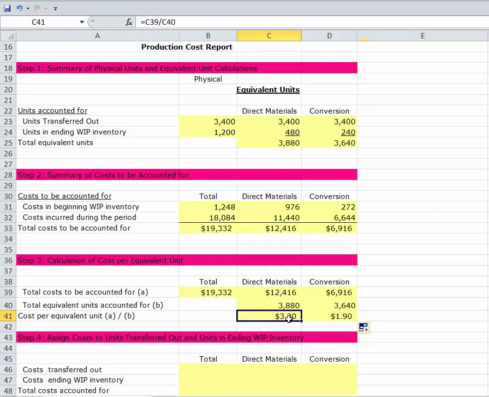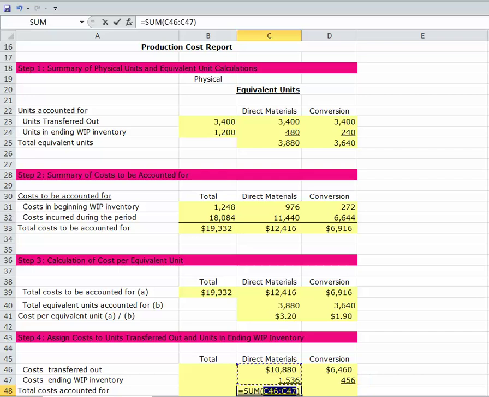Once we've calculated the cost per equivalent unit, we're going to want to simply take that cost and multiply it by the equivalent units that were transferred out, and also then by the equivalent units in ending work in process. So if we take our units that were transferred out for direct materials, multiply it by the 3.20, we get the cost of the direct materials for the units transferred out. Copying that over, we get the cost for our conversion costs. Ending work in process, we had 480 equivalent units at $3.20 a piece. We have 1,536, and for conversion costs we have 456.